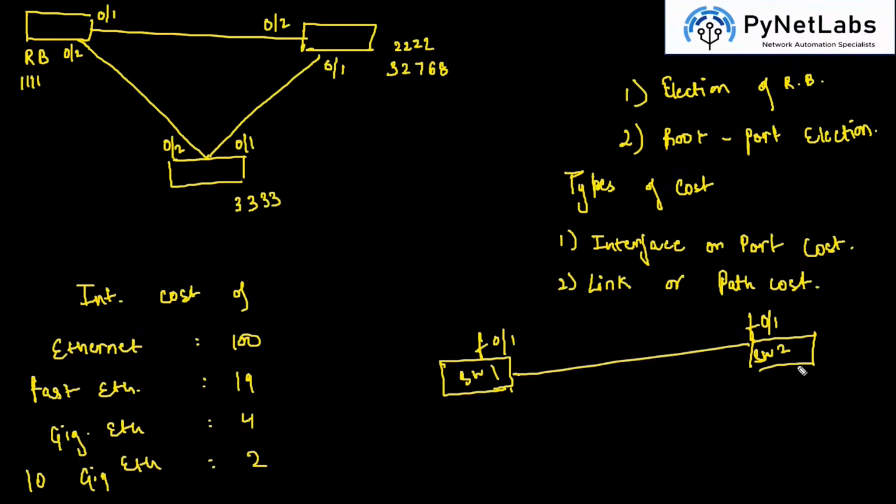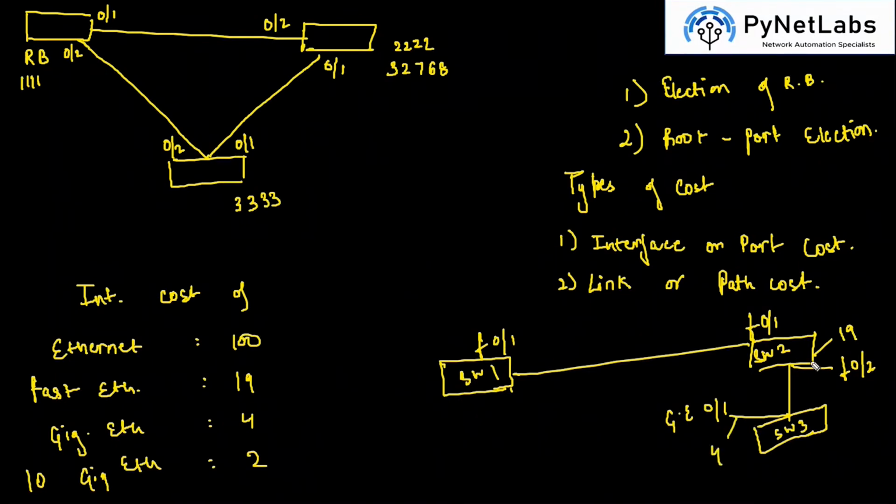Now let's assume that this switch 2 is being connected to switch 3, and this is FA0/2, but on switch 3 it is being connected on port gigabit Ethernet, so GE, let's say 0/1. Now the port cost on switch 2 for FA0/2 will be 19, right? And if we talk about switch 3, which is gigabit Ethernet 0/1, the port cost is going to be 4.